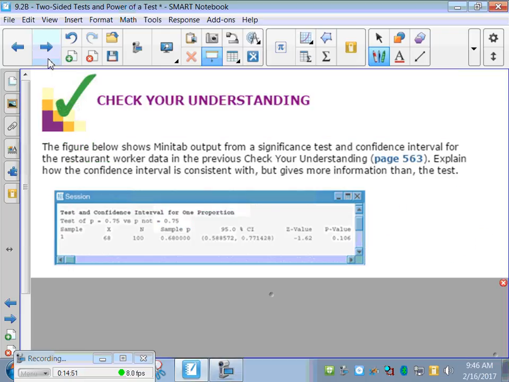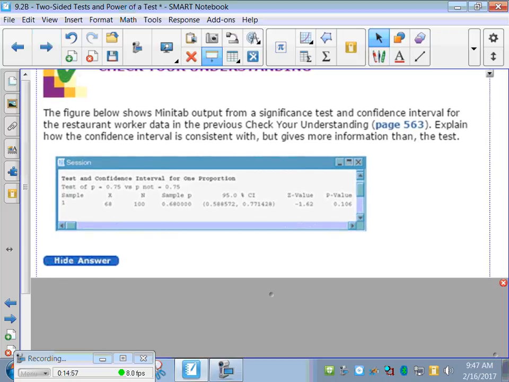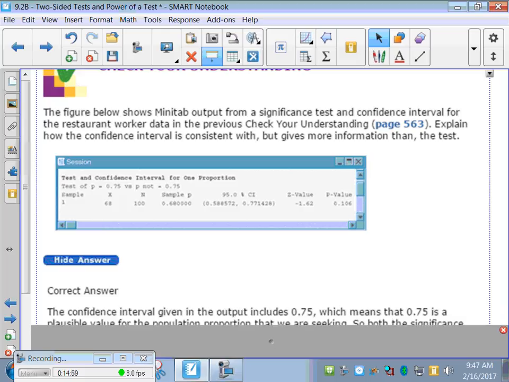So let's answer some questions about the Minitab. If you guys can even read that, it's kind of tiny. It's Mini-tab. I don't know if I can make it bigger.